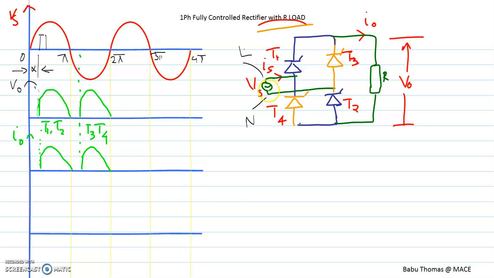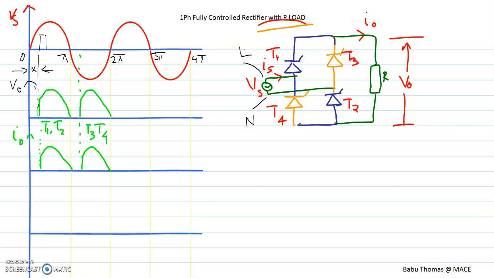Now just see that during the negative half cycle, T3 and T4 are triggered. So how is the current flow going to happen? From the point N, it goes to T3, then it goes to R, then it goes to T2, T4, and then goes in the direction opposite to the direction of convention we have already mentioned here. So IS is opposite to your actual current flow from angle pi to 2 pi.